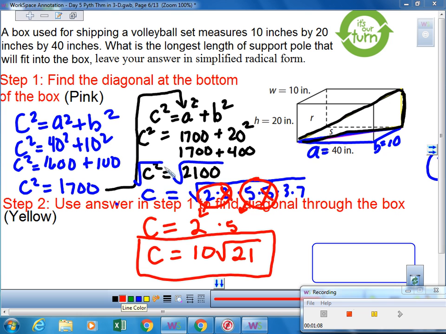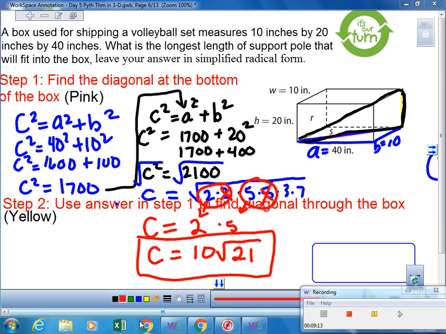Now, if I look at this, because remember we want to make sense of what this actually is. A box is used for shipping a volleyball set measuring 10 inches by 20 inches by 40 inches. So that's the size of the box. What is the longest length of the pole that will fit into the box? Now, the longest length of the pole is going to be 10 times the square root of 21.